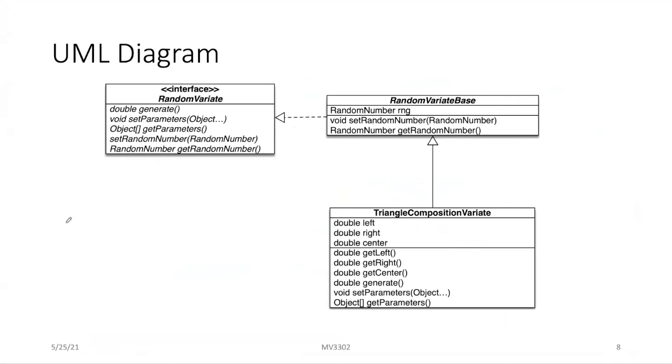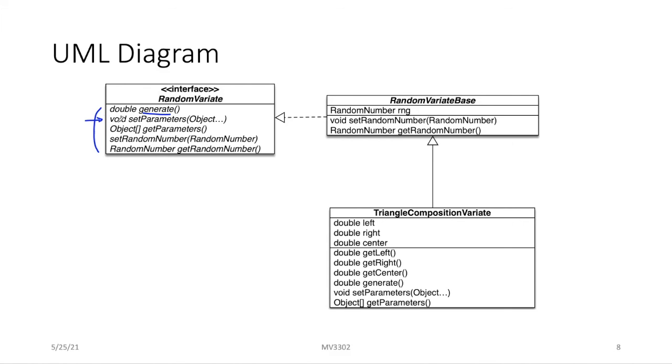We had this random variate interface. And what the interface specifies are these 5 methods. The main one, of course, the most important one, is the generate method. In other words, every class that implements random variate has a generate method. And if you call that generate method, it will just go and grab the next one.